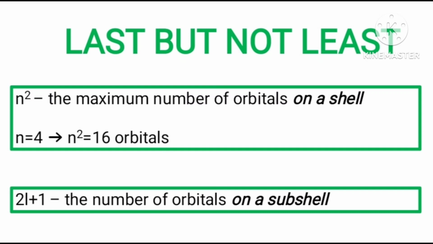For example, if the principal quantum number is 4, then the number of orbitals on the fourth shell will be 16. If we would like to find the number of orbitals on a subshell, we use the orbital quantum number. It will be 2l plus 1. For example, if l is 1, the number of orbitals here will be 3.